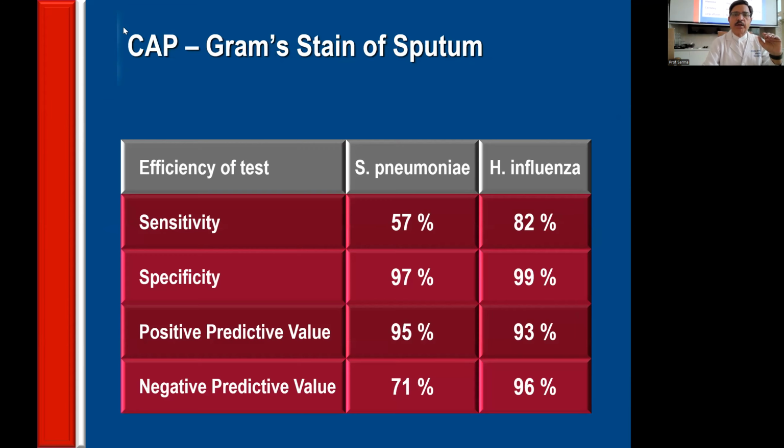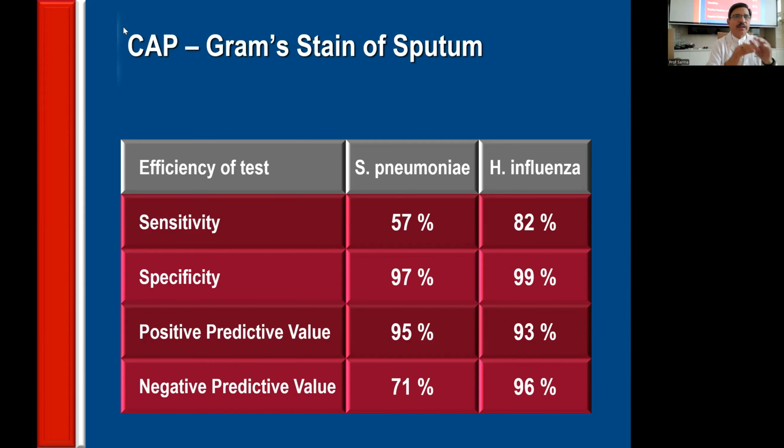Okay, now, gram stain of sputum. The sensitivity of gram stain is 57% for S. pneumoniae and the specificity is 97%. For H. influenzae, 82% and 99%. Now the question is what is sensitivity and what is specificity? I don't have an idea. Anyway, one day I will tell. Simply I will tell now for your purpose.